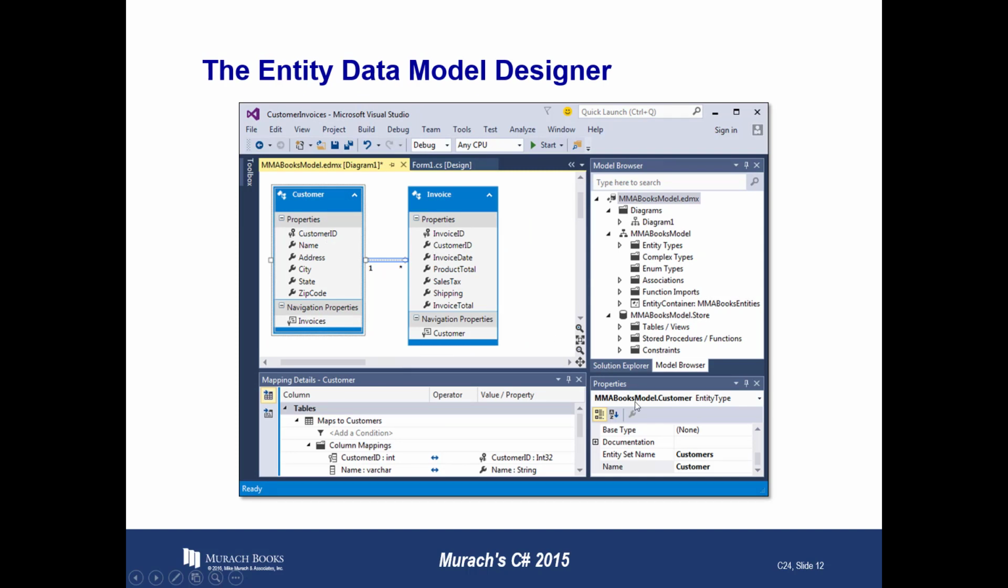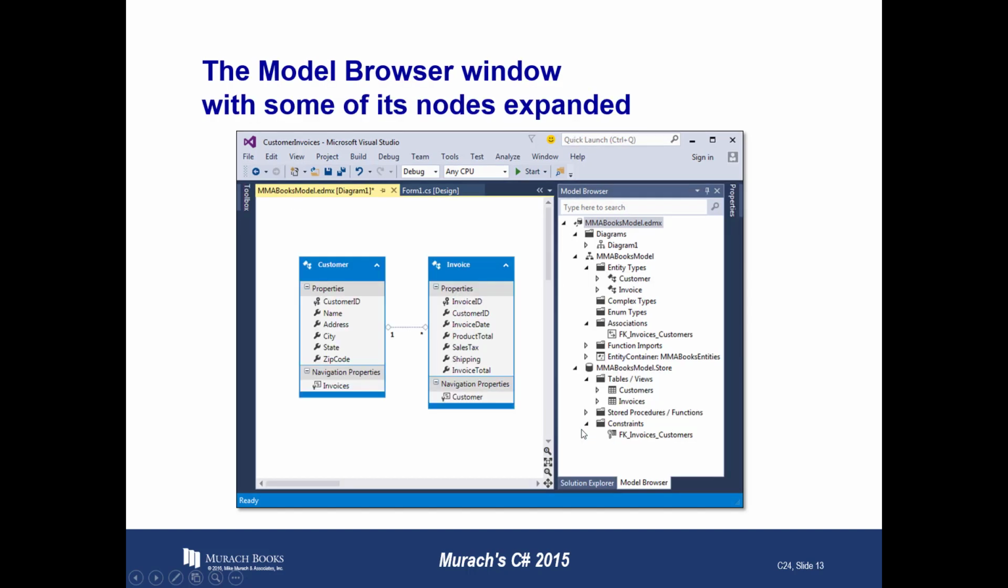Plus, if you do click on any field, you can go in and see the type. You can see whether or not it's a primary key, a foreign key, any constraints that are on it, etc.